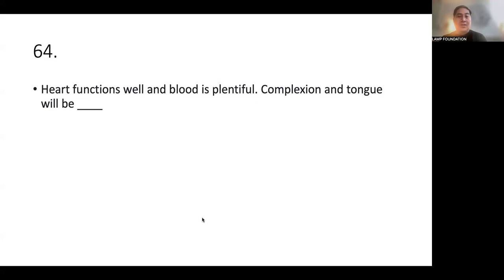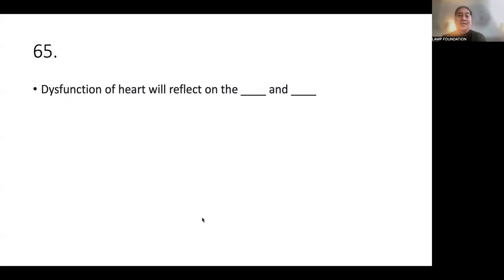So what happens to the complexion and the tongue? It will be rosy. This function of the heart will be reflected on the blank and blank. Reflected on the tongue and the face. So if you want to see if the patient has heart issues, look at the tongue, look at the face.